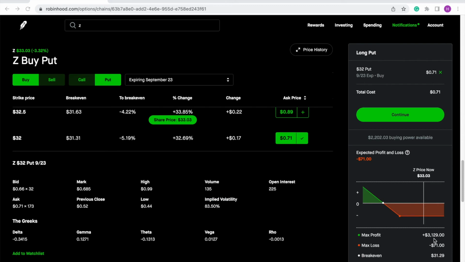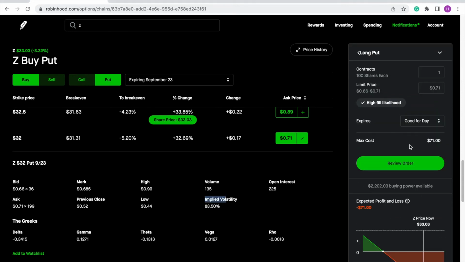Now the max profit is a little bit, I don't want to say not true, but it's a little bit exaggerated because it assumes a zero. So let's assume the stock of Zillow goes to zero. That is what you would make as a maximum premium. Now your max loss is 71 because if it doesn't go below the $32, then you just lose the 71 you paid for that option contract, right? Let's say the stock rallies and the sales number and the Fed, everything comes out great and the market rallies. Cool, you just lost 71 bucks. That's it, all right? So let's go ahead and put in this trade.